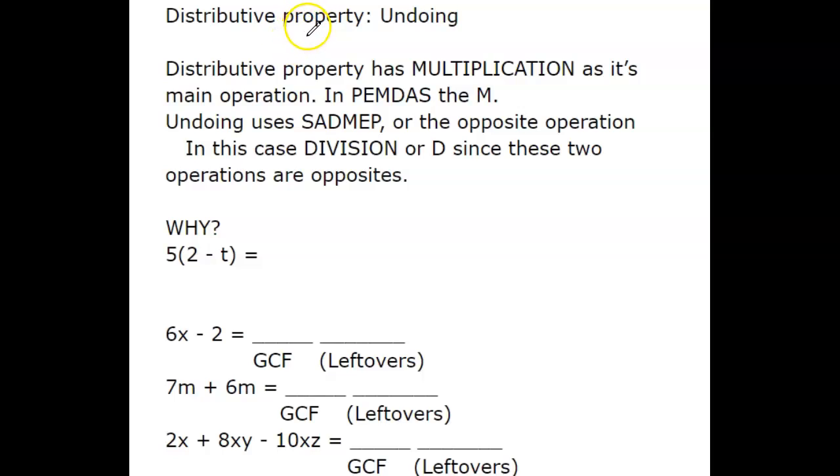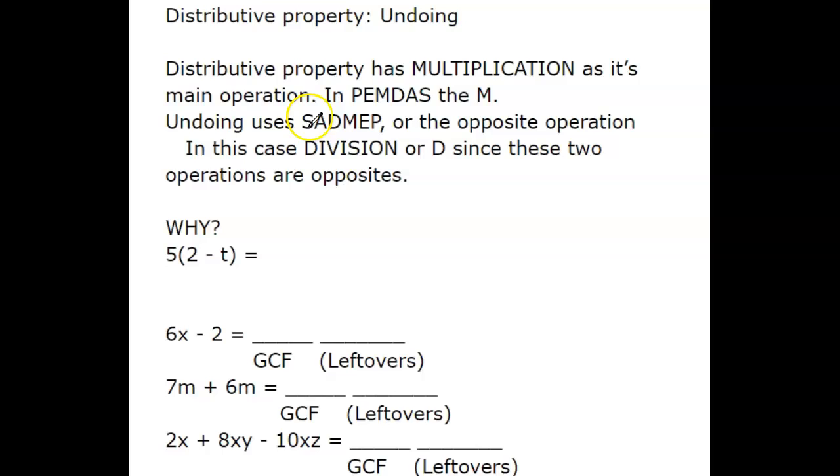Hi guys, I'm just going to explain really quickly something else you're going to see in your assignment for this week, and it's talking about distributive property and the undoing part of it. So when you're doing distributive property, it's really multiplication, and you're talking about the M in PEMDAS. When you undo it or decide what it should look like in factored form, you're going to use division because multiply and divide are related.